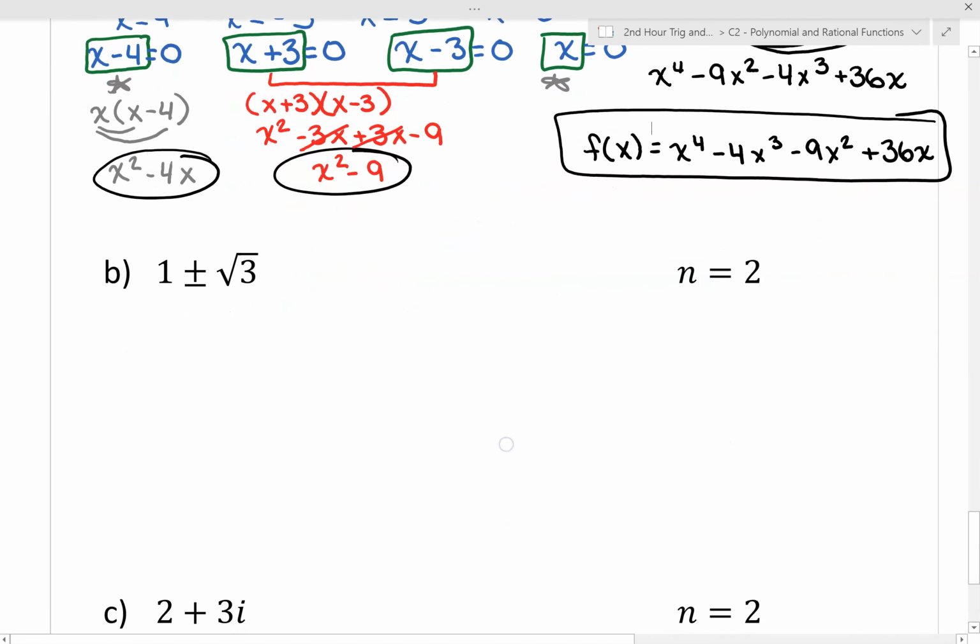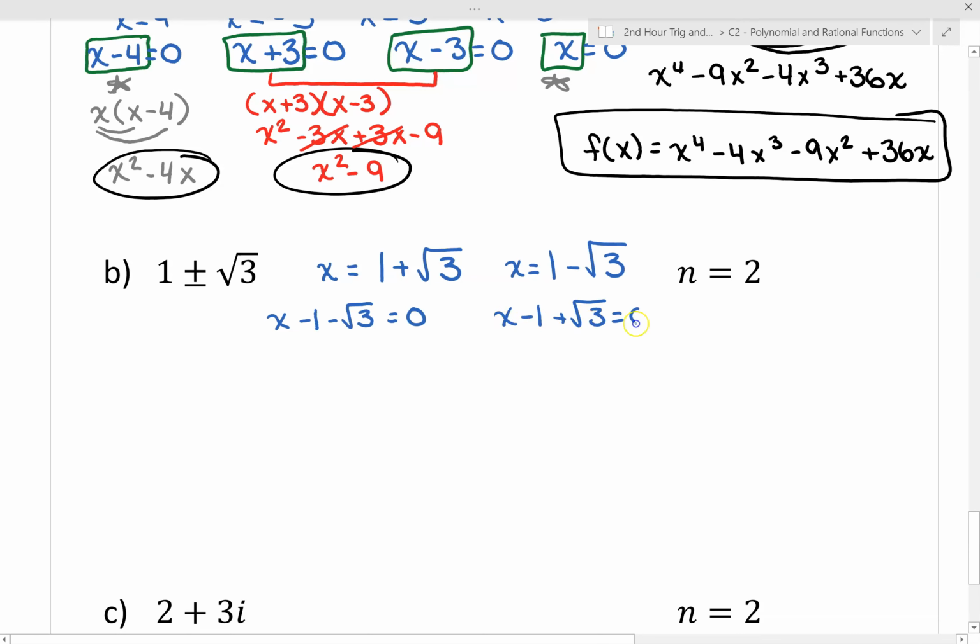Okay, so let's go to B. B is a little bit different. We have 2 zeros. Well, this actually means 2 zeros, plus or minus. So to help us out, I'm going to write it out. So that means we have 1 plus square root of 3, 1 minus square root of 3. So we have x equals here, and we have x equals here. Okay, now if I want to make these equal 0, we got to move all of it to the other side. So that means we would have to subtract the 1 and subtract the square root of 3. We would have to subtract the 1, add the square root of 3.